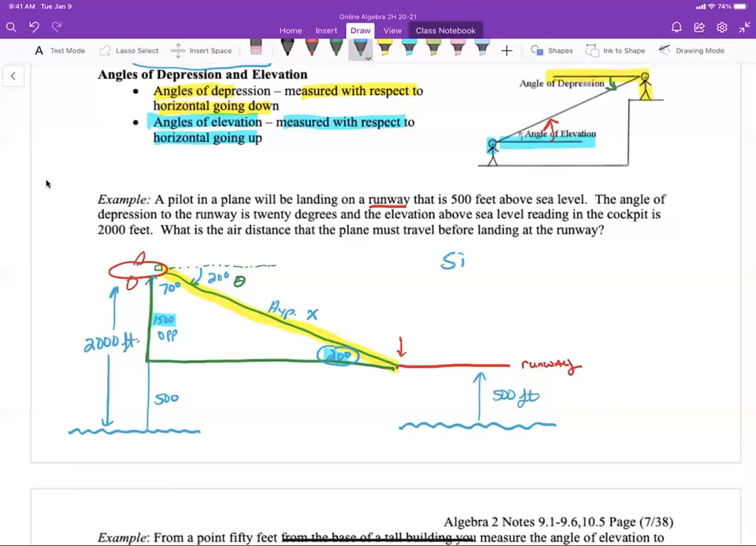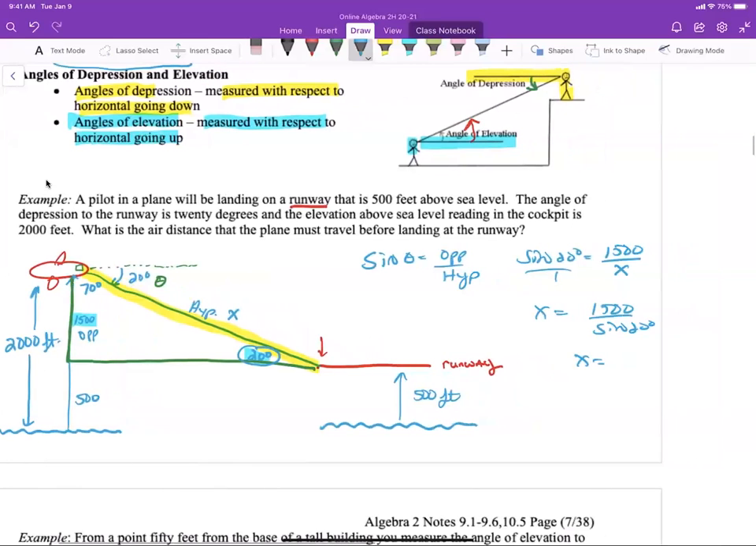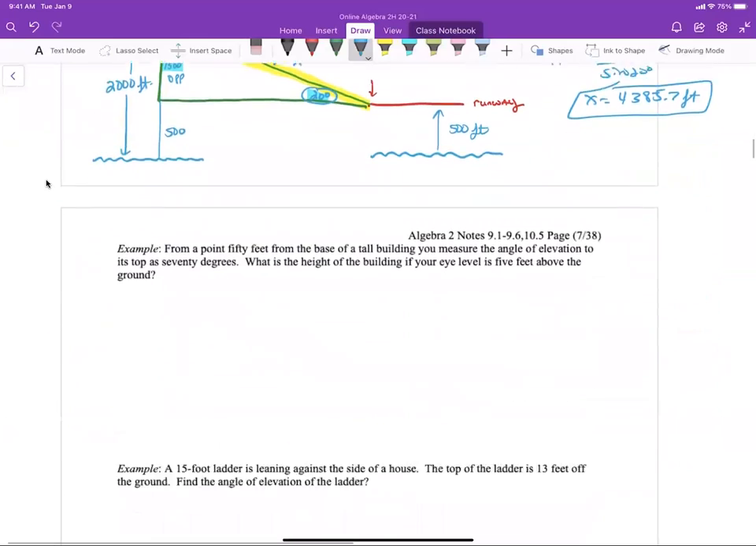So sine of an angle is equal to its opposite over the hypotenuse. So sine of 20 degrees is equal to the opposite, which is 1,500, over the hypotenuse x, which is what we're looking for. We can cross multiply and we get 1,500 over sine of 20. And if you have your calculator in the correct mode, that will end up being approximately 4,385.7 feet. They didn't tell us what to round to, so I have one decimal point. Okay, pictures are critical in these problems, by the way.